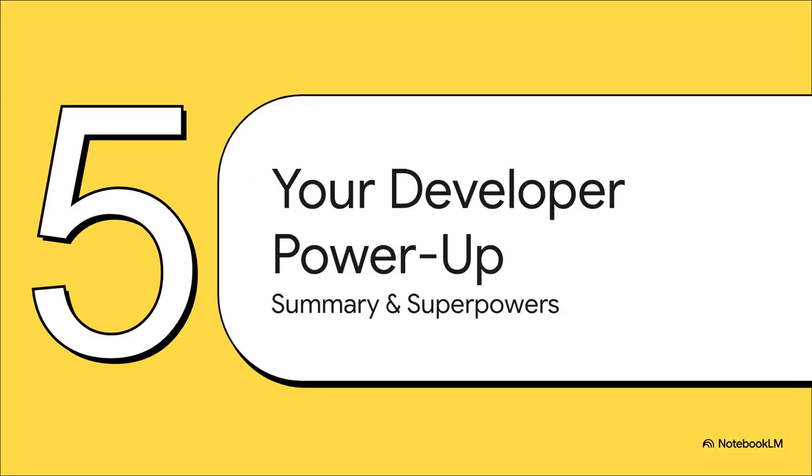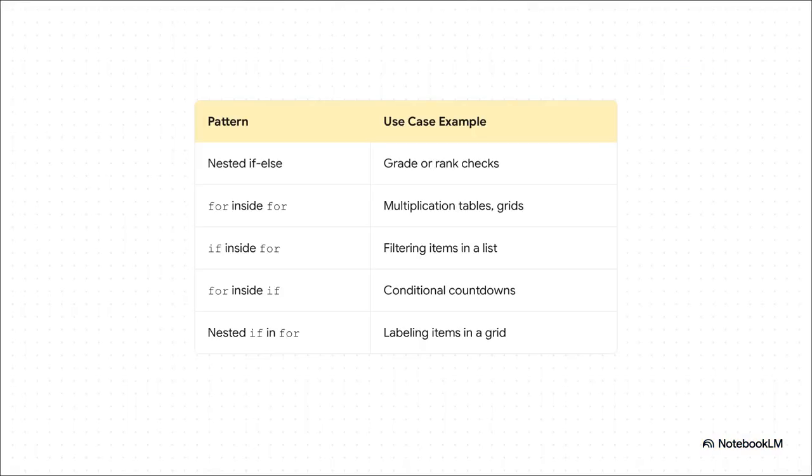Getting this concept down isn't just learning a new trick. It's a massive power-up in your journey as a developer. Let's do a quick recap of the new skills you've just unlocked. So here are the core patterns we've covered. We have the nested if-else for those layered checks like grades. We've got the for inside a for building out grids. And then the two powerful hybrids, the if inside a for, our filter combo for picking out specific items, and the for inside an if, our countdown combo for triggering a sequence.